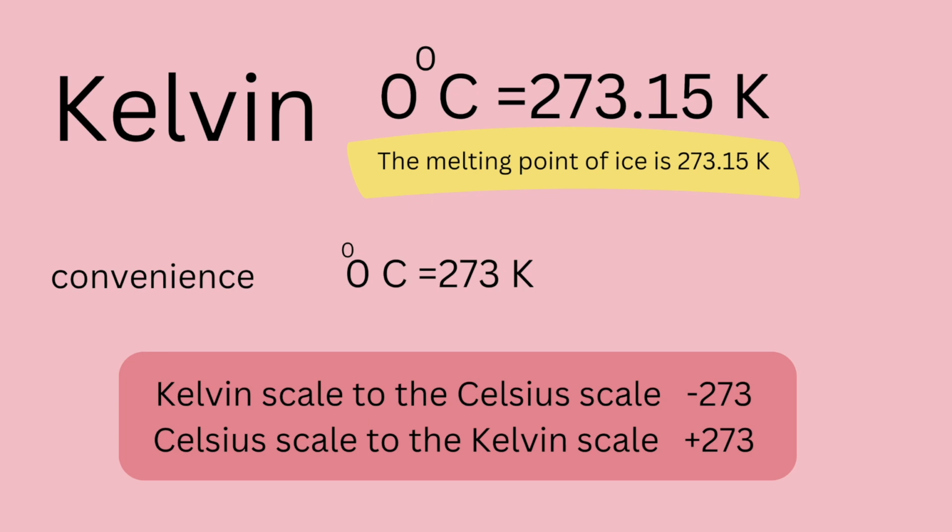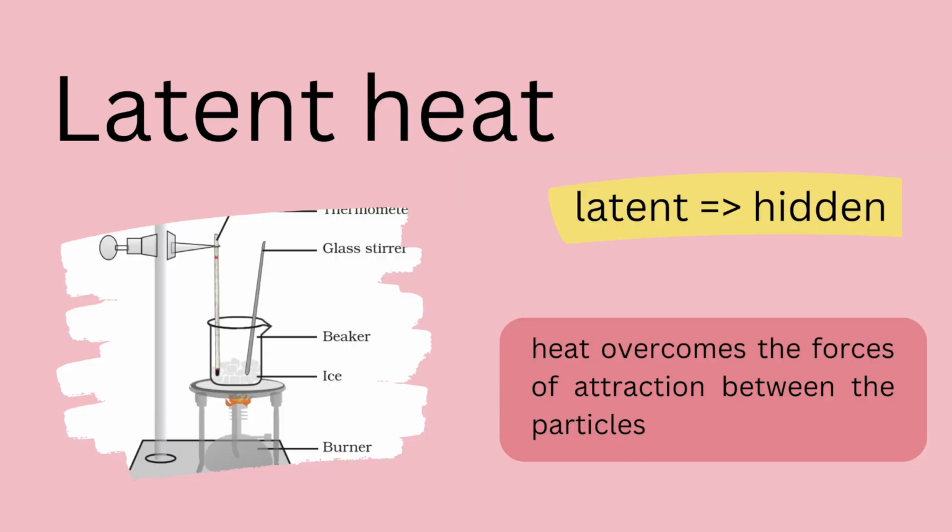So, conversion between the Kelvin scale and the Celsius scale. From the Kelvin scale to the Celsius scale you have to subtract 273, and from the Celsius scale to the Kelvin scale you add 273. We also worked a lot of problems on this topic, converting from Kelvin to Celsius. We have all those videos in our playlist, so please check them out. This is just a revision.